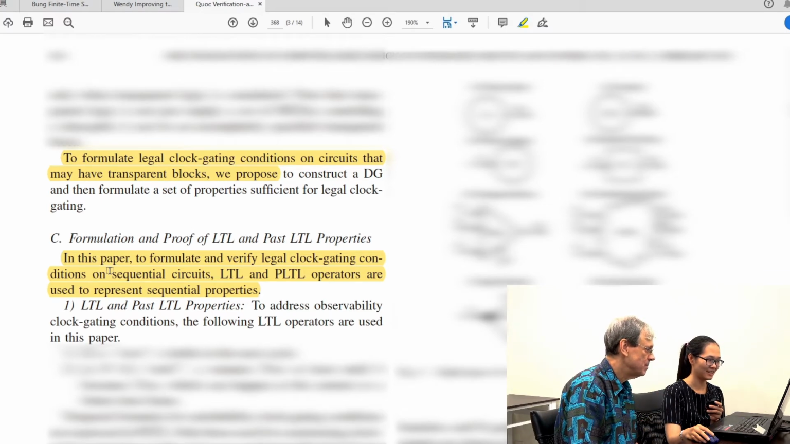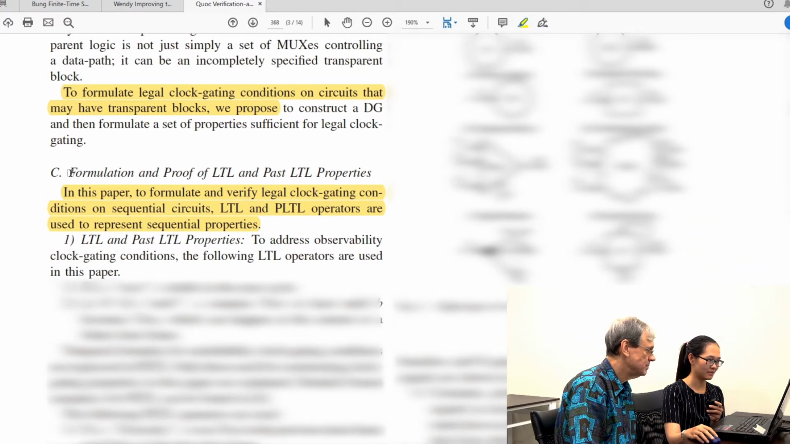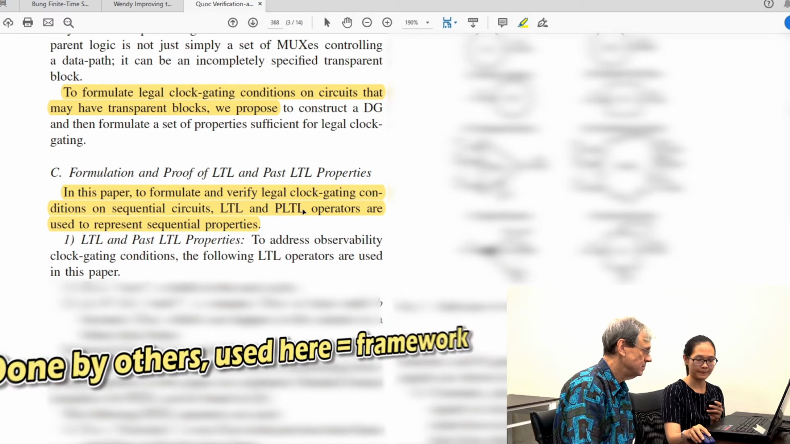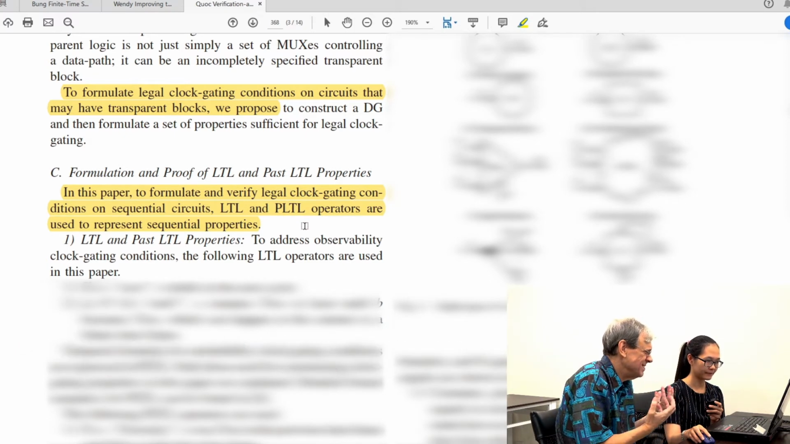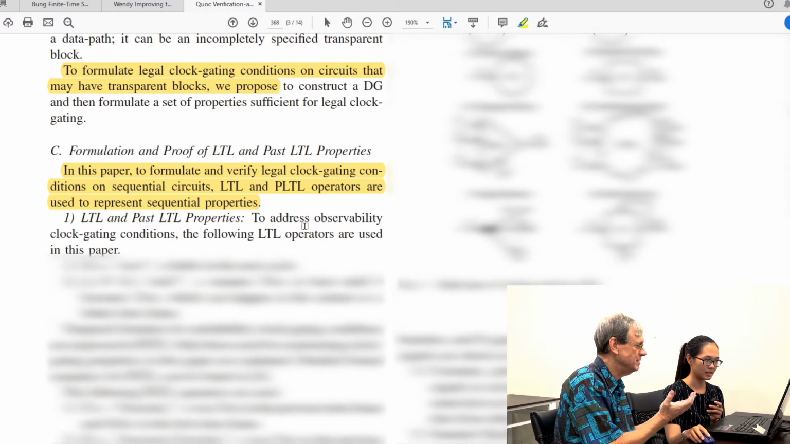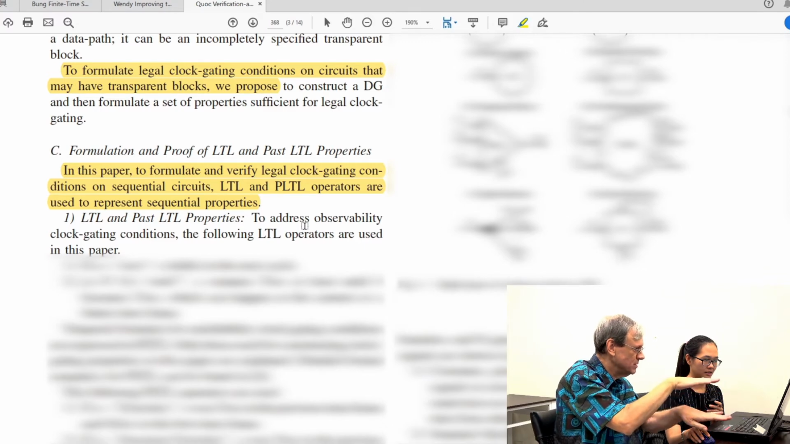before then going on to talk about what they're actually going to do. And the subsection continues, related to framework also, because they say they formulate and verify the legal clock gating on sequential circuits with the LGL and PLGL. These are things that other people have done before that they're using. But there's nothing clearly that says that in this section, because it's been done, but they're also doing it. So this is like a transition between the framework and their totally new work.